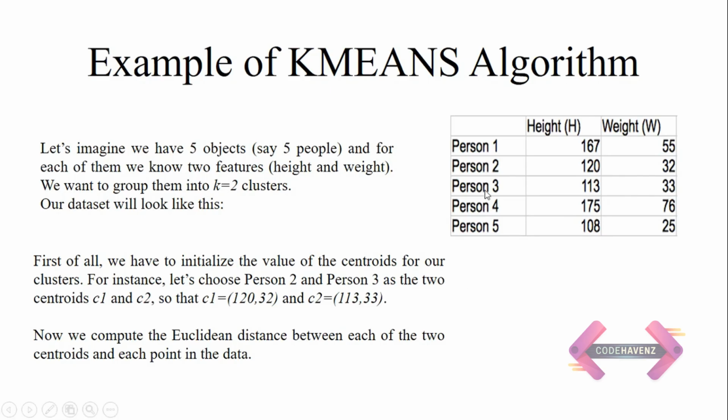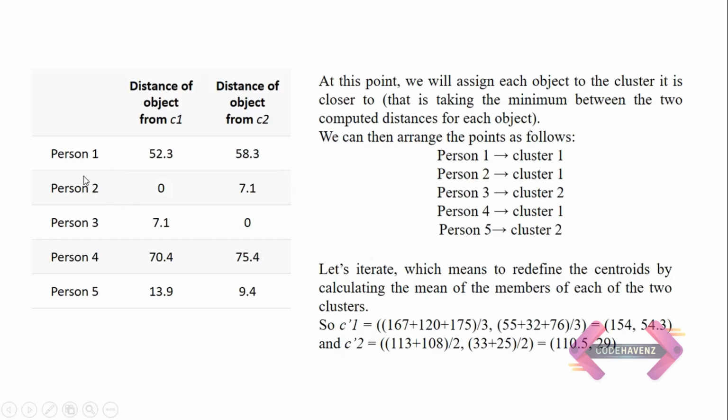And we need to compute the Euclidean distance between these cluster centroids and each point in the data. Now, after calculating the distance, we have come up with this table. In this table, I have calculated the distance of each person from cluster centroid C1 and the distance of each person from cluster centroid C2.